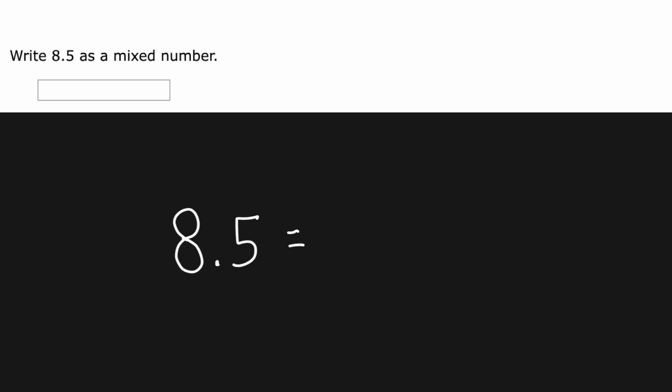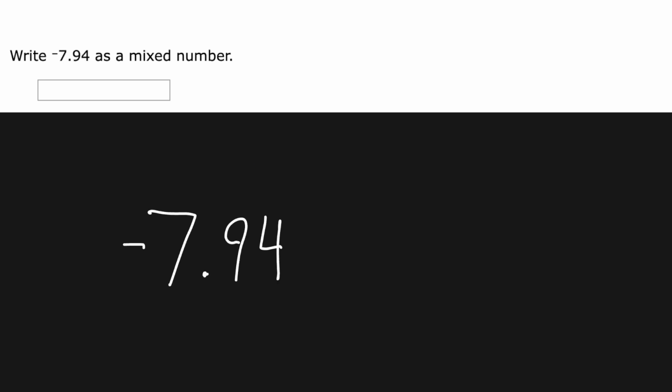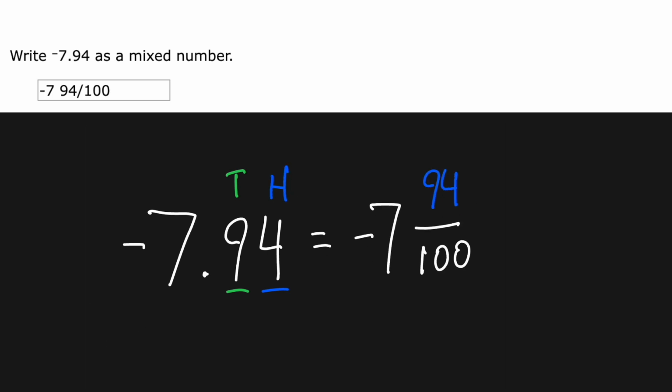Next, we have a question that's just like the last one, except it's 8.5. So once again, since there's only 1 digit after the decimal place, it's in the tenths place. So we have 8 and 5/10. Next, this one has 2 digits after the decimal place, so it's in the hundredths place. So altogether we have -7 and 94 hundredths.